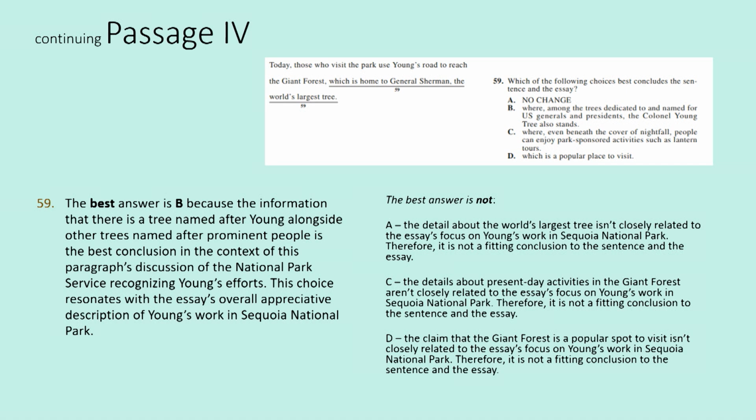The choice resonates with the essay's overall appreciative description of Young's work in Sequoia National Park. A is not the best answer. The detail about the world's largest tree isn't related to the essay's focus on Young's work in the park. Therefore, it is not a fitting conclusion. C, the details about present-day activities in the giant forest aren't closely related to the essay's focus on Young's work.